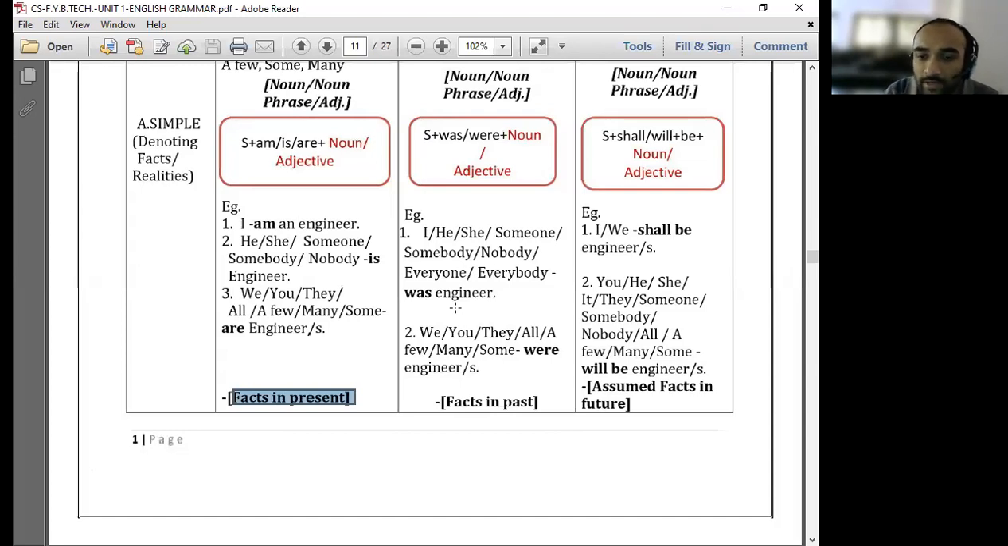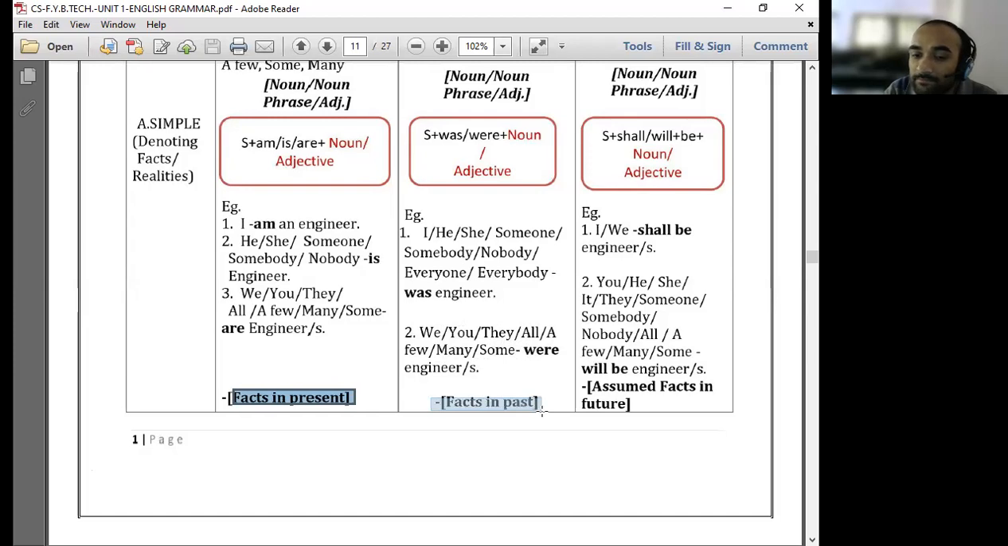Okay, for example, let's see the examples of were. We were engineers. You were engineers. They were engineers. All were engineers. A few were engineers. Many were engineers. And some were engineers.